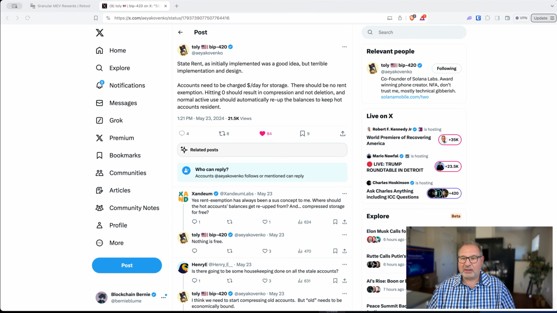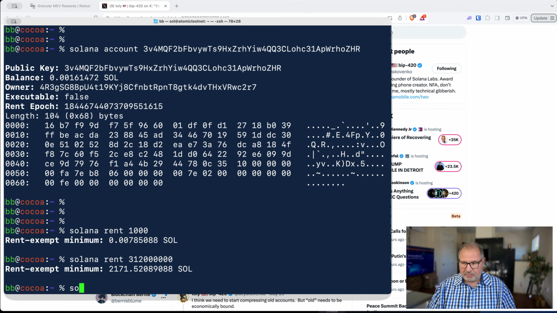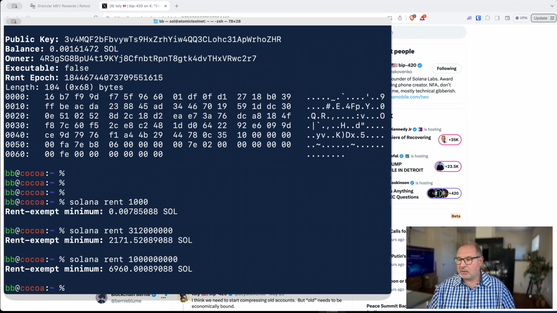So what if we want to do a gigabyte, right? So let's do that again here with the Solana rent command. Solana rent, and let's say one, boom, boom, boom, boom, boom, boom, boom, boom, boom. So that would be about a gigabyte here. That'd be 6,900. So that'd be like $1 million, approximately, right?